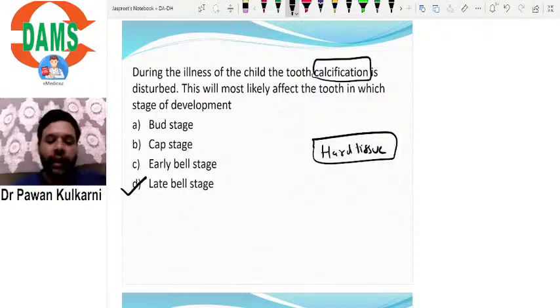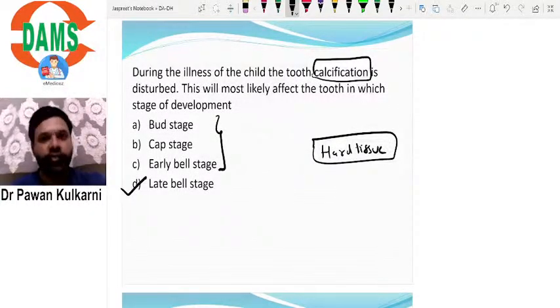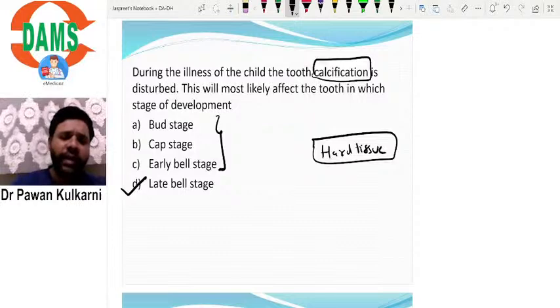Till the bud, cap and early Bell stages, there is no hard tissue formation, no enamel, no dentine. Directly in the late Bell stage, you will see enamel and dentine form. First dentine forms and then the enamel forms. This is very important.